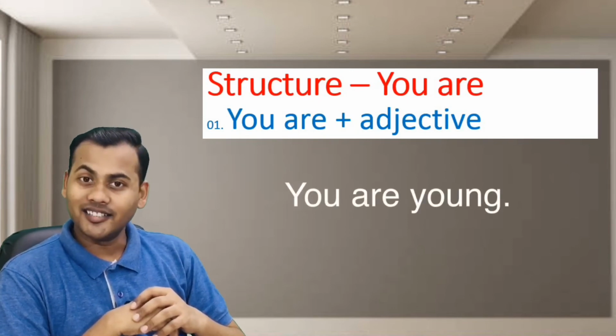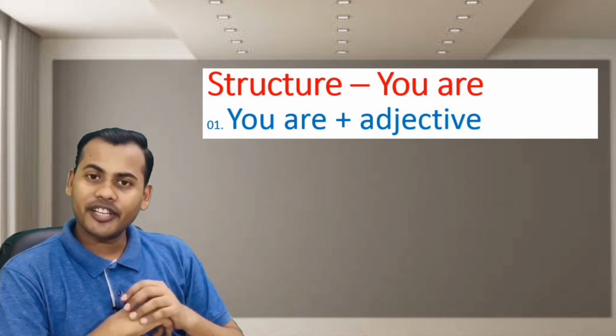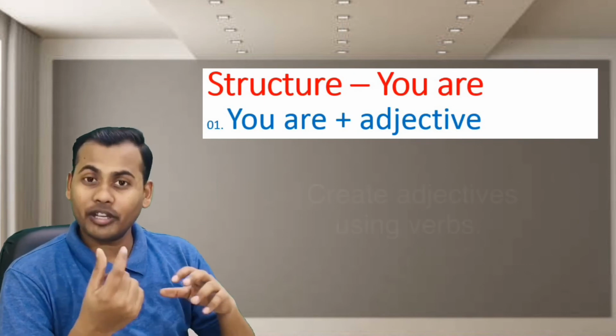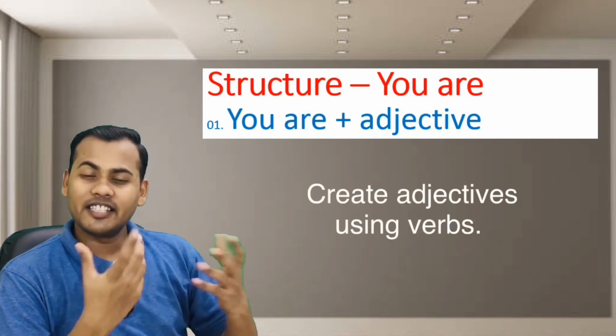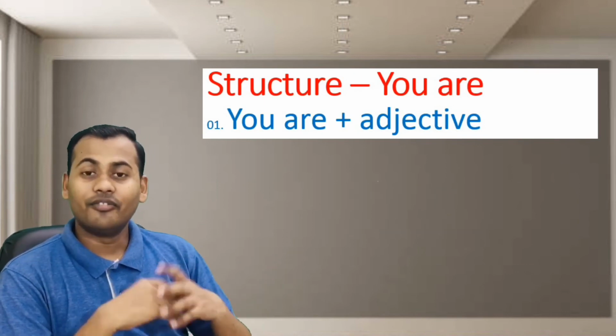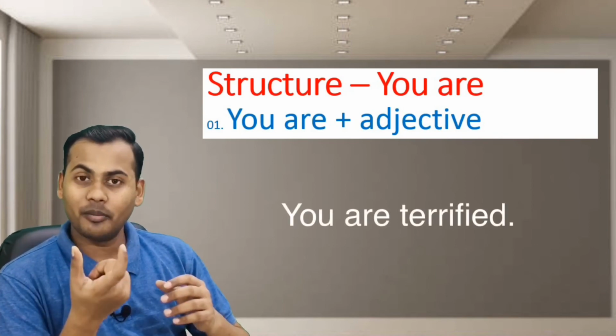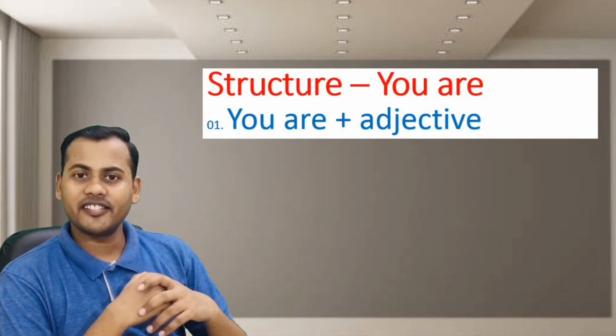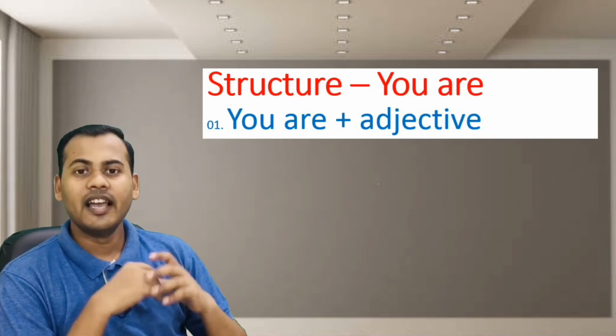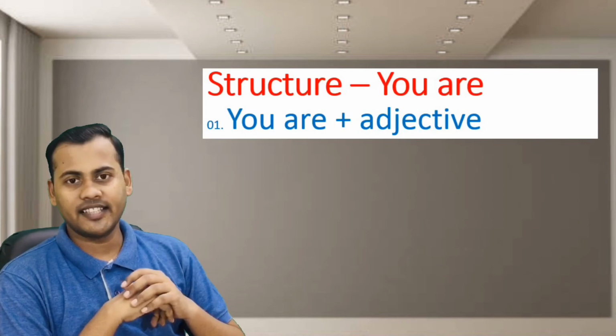You are young. So these were the examples, and remember I had told you how you can create adjectives with the verb. Simply you can do that here as well. For example, you are terrified. Now see, I used a verb again. Go ahead and create new sentences using you are plus adjective, and let's move on to the next sentence structure.